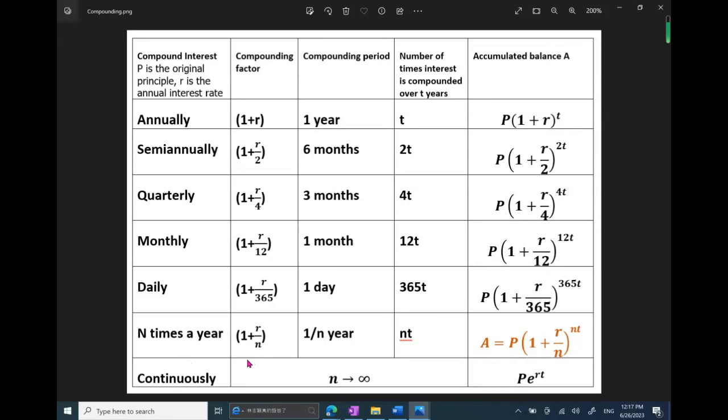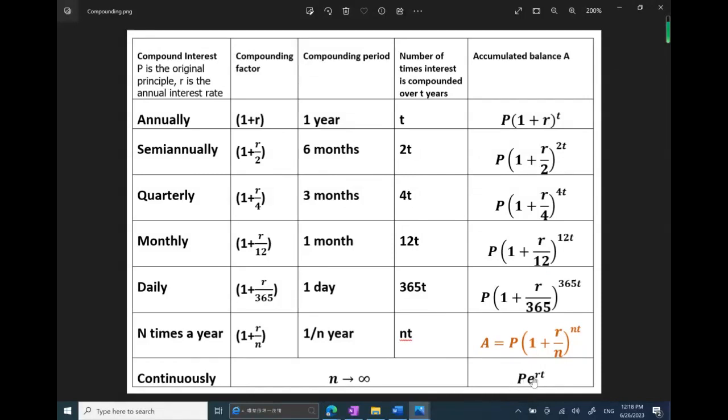And there is a case where the interest is compounded continuously. Imagine your chicken is continuously laying eggs, and the eggs quickly become new chickens, and the group of your chickens is growing continuously. In that case, we have a different formula. When n approaches infinity, the limit of this expression is this function, P times e to the power of r times t.